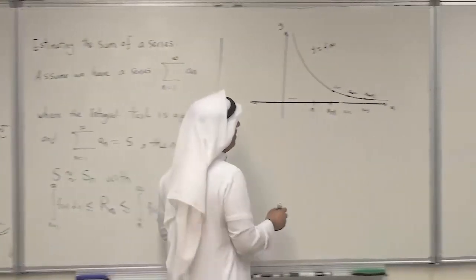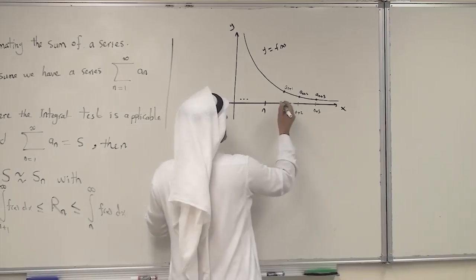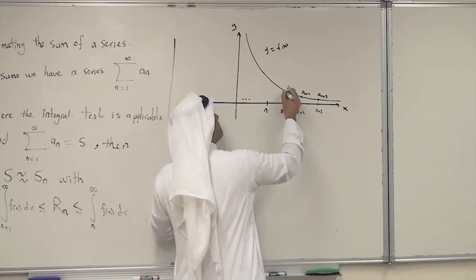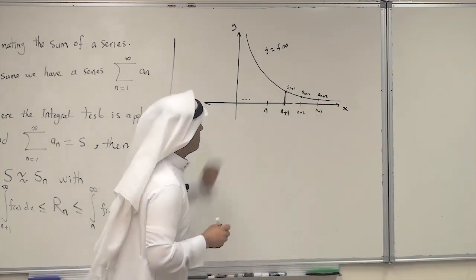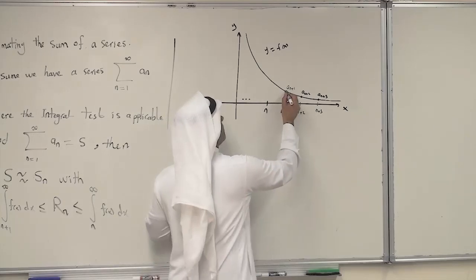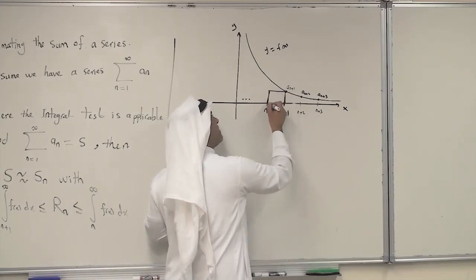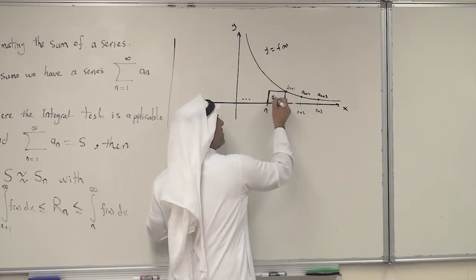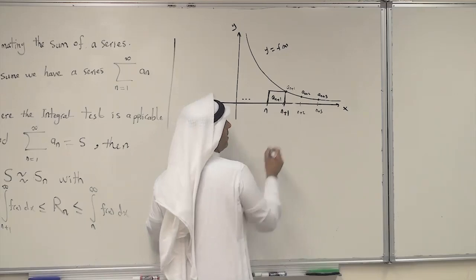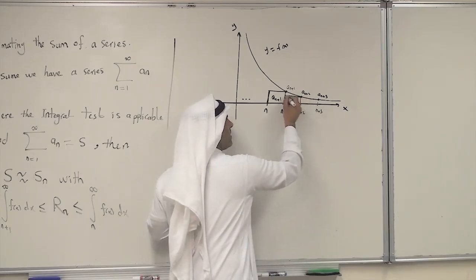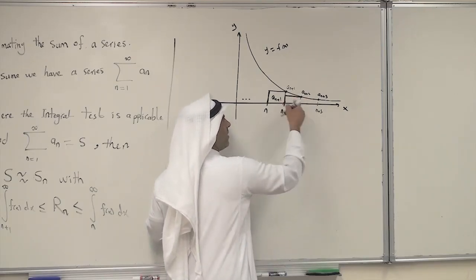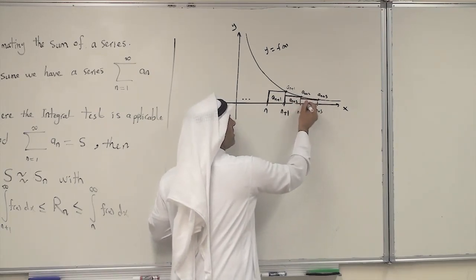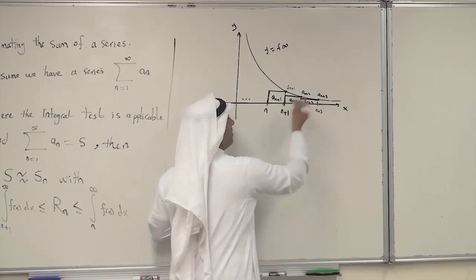If you take the image here, up to this point, up to A(n+1), and form this rectangle, what is the area of this rectangle? It is n plus 1 minus n, that is 1, multiplied by A(n+1), so this is A(n+1). Taking the image here and forming this rectangle, this is n plus 2 minus n plus 1, that's 1, multiplied by A(n+2), so this is A(n+2). And so on, you form a third one here, this is A(n+3), and so on.